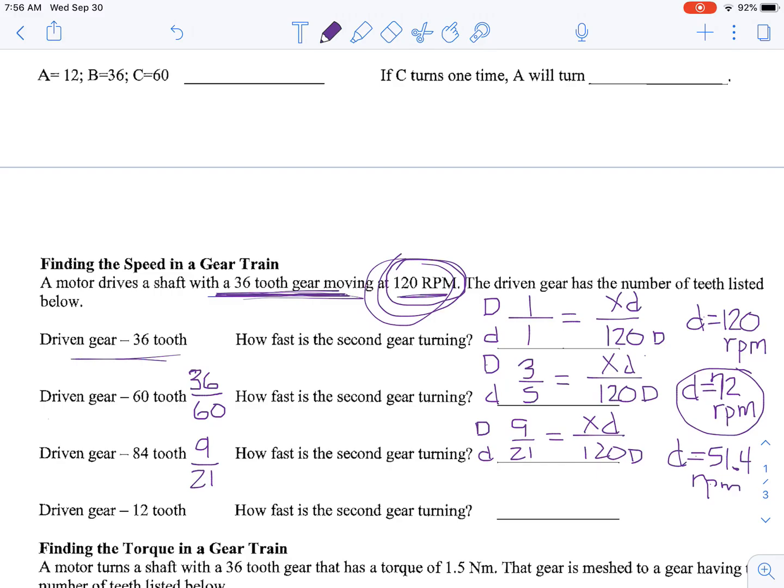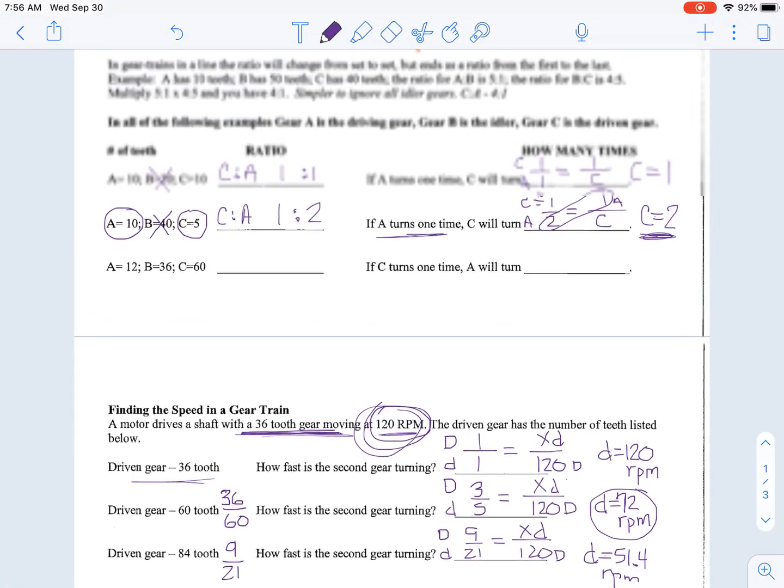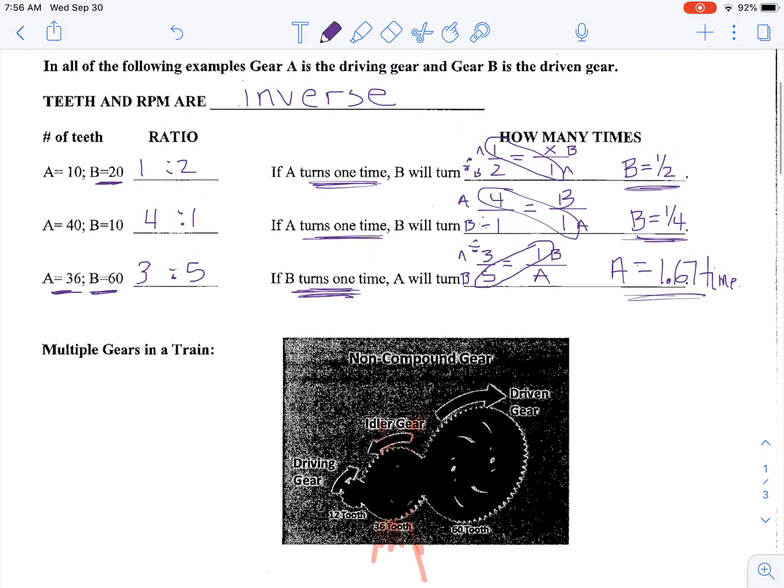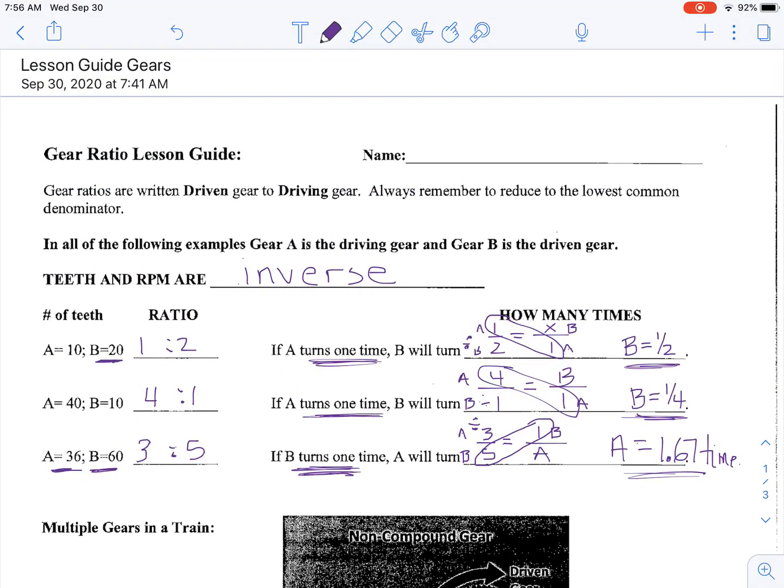Okay. I hope this short video helps you understand how to solve for revolutions per minute, and helps you understand that gears work in an inverse proportion, and you set them up diagonally compared to what you may have done in a regular math class.